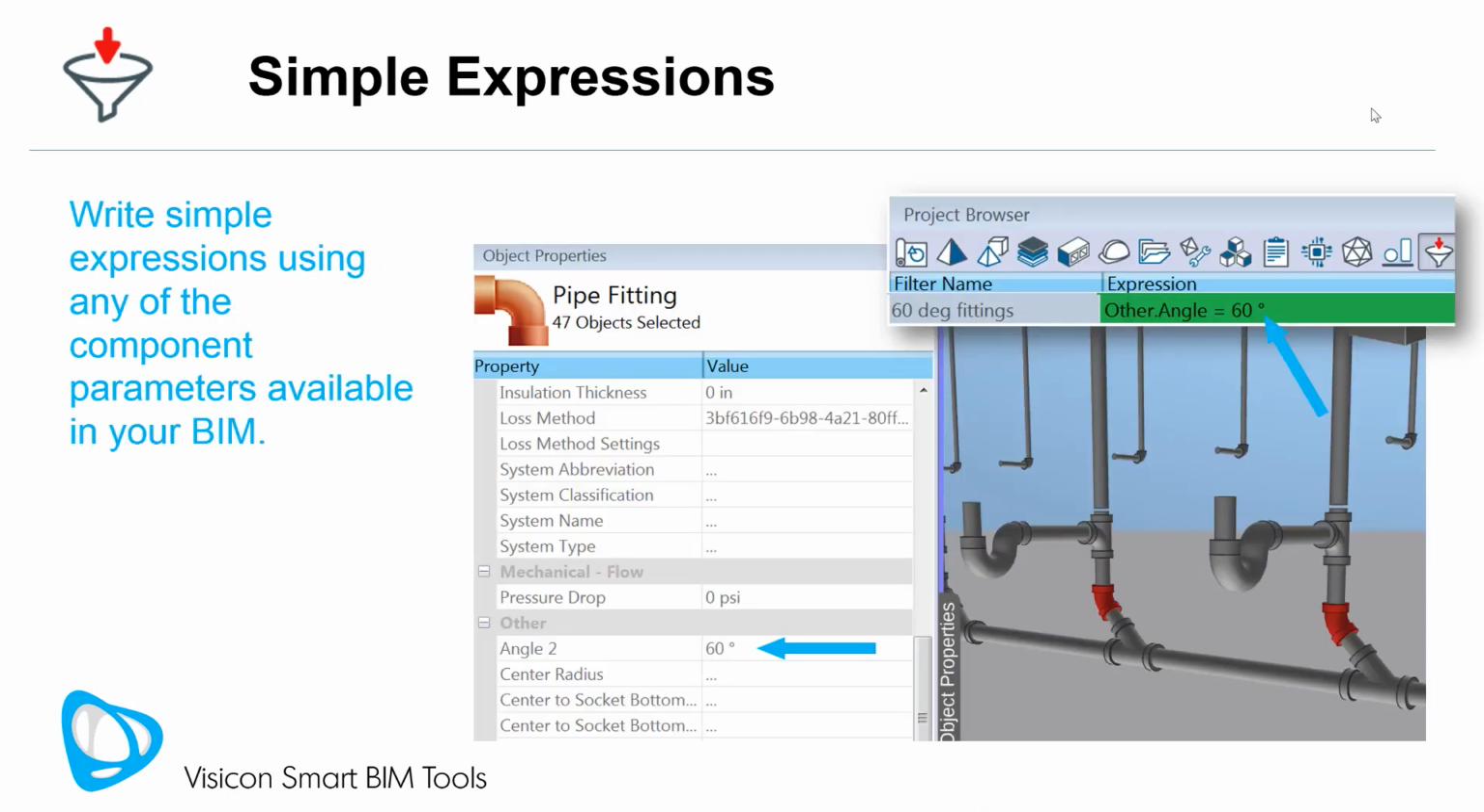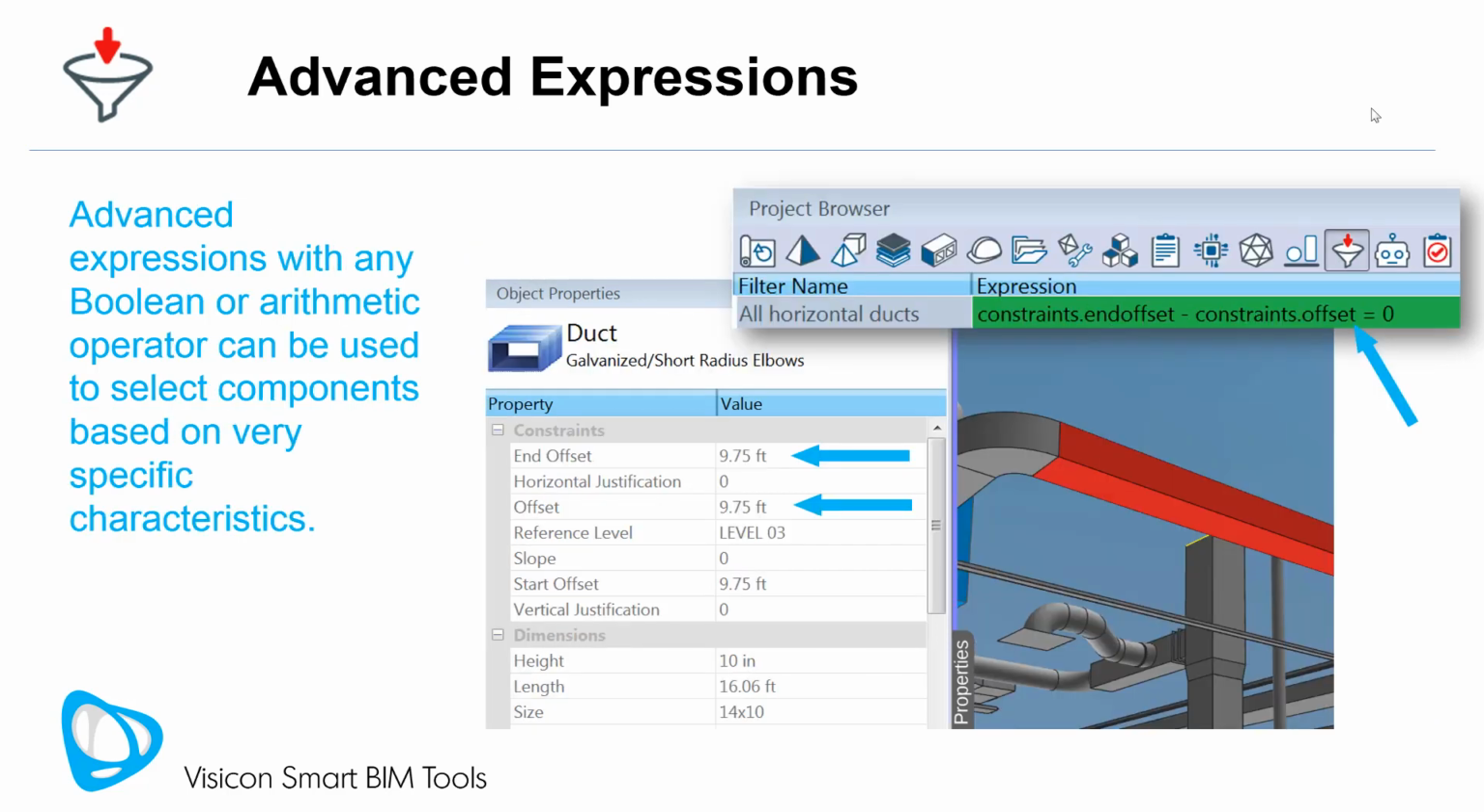You can also write simple expressions using any of the component parameters available in your BIM. Here we are isolating components that have the parameter angle 2 equal to 60 degrees. Use advanced expressions with any Boolean or arithmetic operator to select components based on very specific characteristics. In this example, we're isolating horizontal ducts by checking that the difference between the beginning and end offsets is 0.